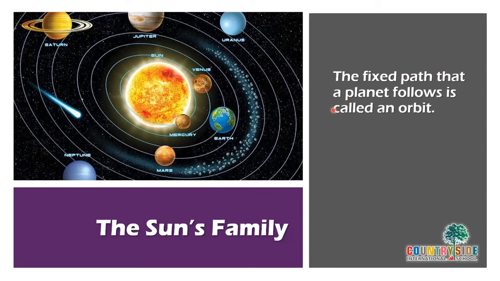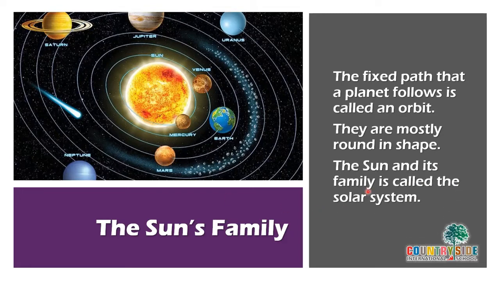The fixed path that a planet follows is called an orbit. So this road which is given to a planet is called an orbit. The path given to a planet to move is called an orbit. They are mostly round in shape. You can see all the planets, they are mostly round in shape. The sun and its family is called the solar system. Now the sun including all the planets, this whole thing is called a solar system.